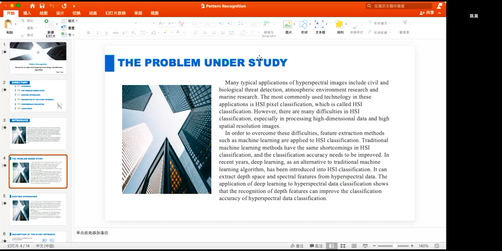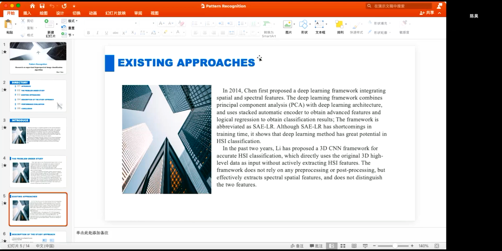They can extract depth, space, and spectral features from hyperspectral data. The application of deep learning to hyperspectral data classification shows that recognition of depth features can improve the classification accuracy of hyperspectral data classification. And that is our existing approaches.